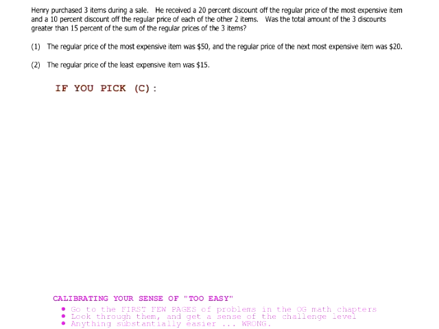You pick C. First of all, it's way too easy. I mean, yeah, of course it is, right? You have all three prices. So if you have that, then you don't need to do anything. You have all the prices, so you don't even have to do anything.